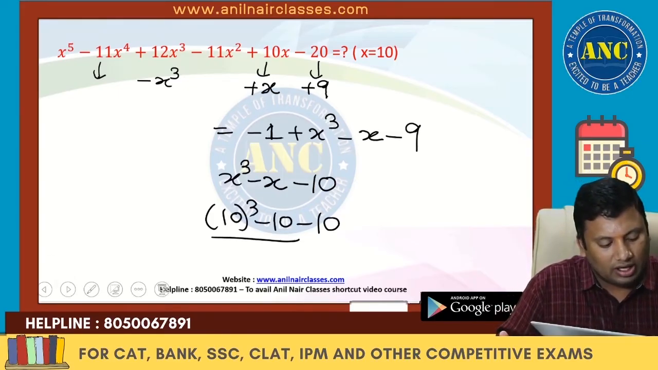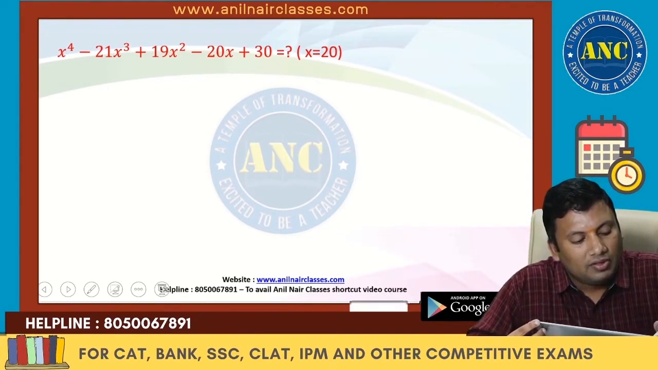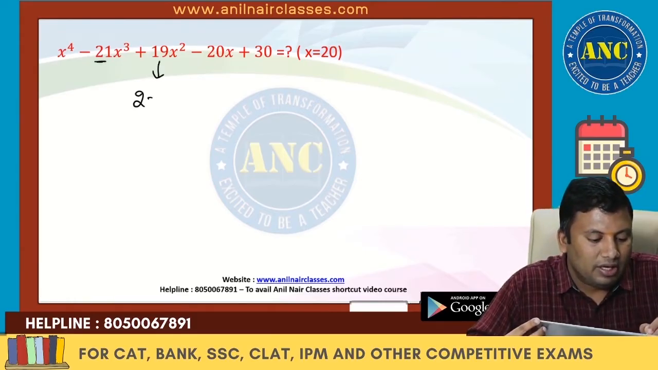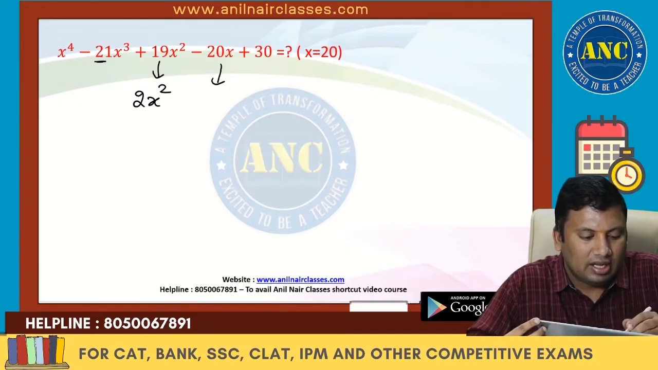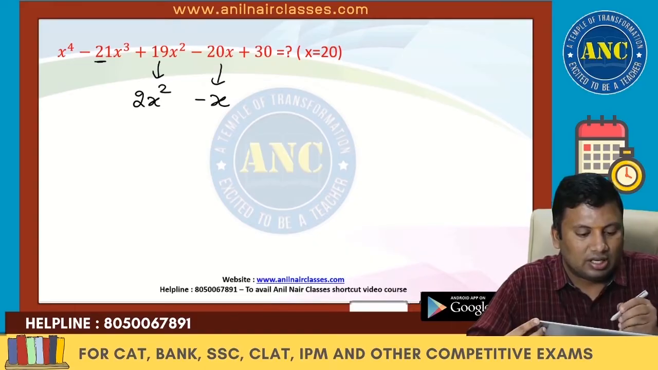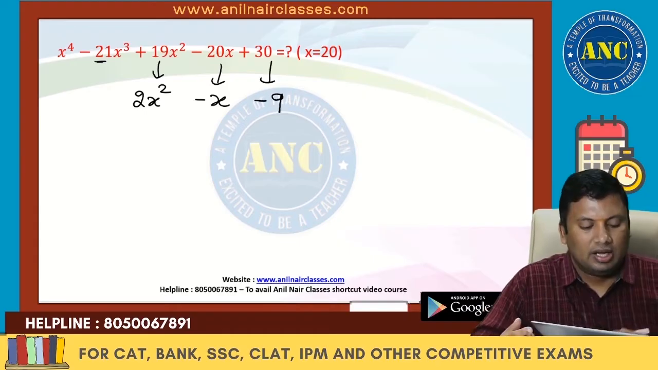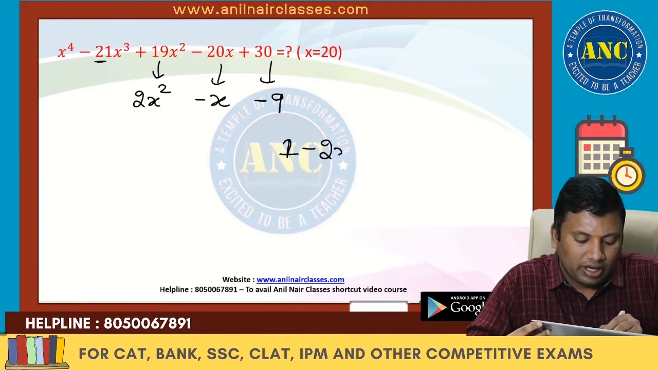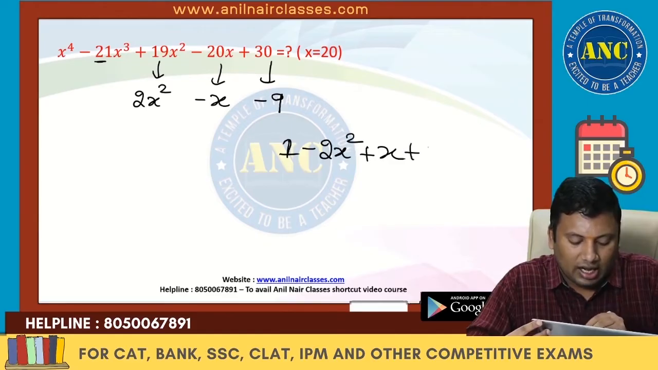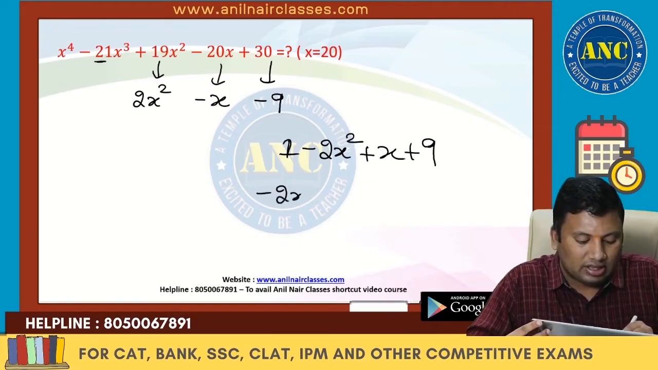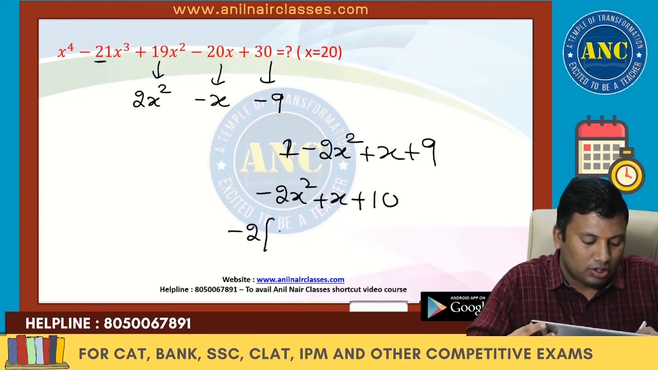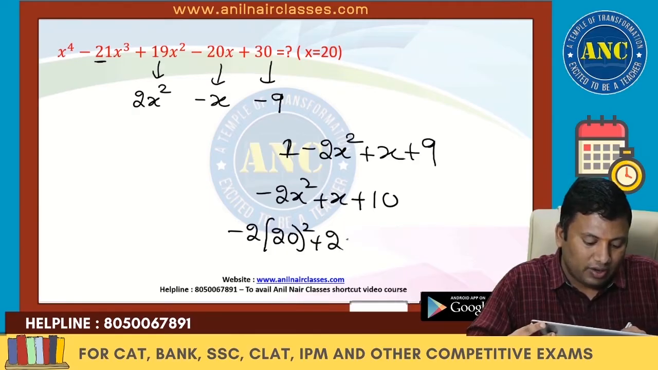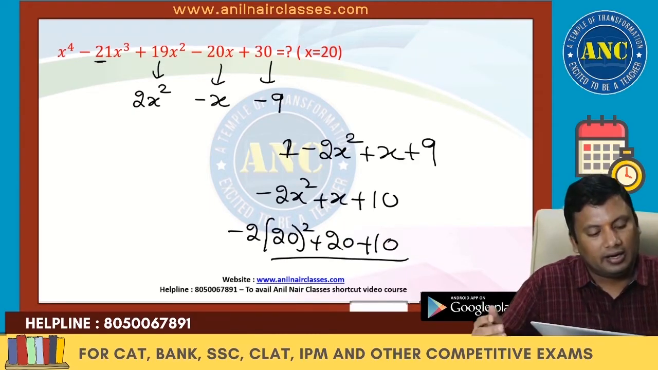Easy questions once you understand the idea. Here 2x square is missing. Here minus x is missing. Here 9 is missing. So the degree is 4, which is even. 2x square on the right hand side minus 2x square. It is plus x. And it is plus 9. So the answer is nothing but minus 2x square plus x plus 10. So minus 2 into 20 square plus 20 plus 10. The idea is clear. Next one.